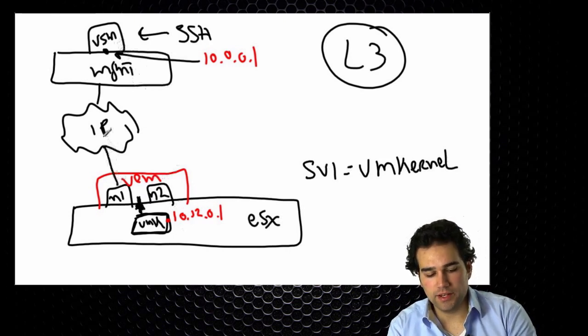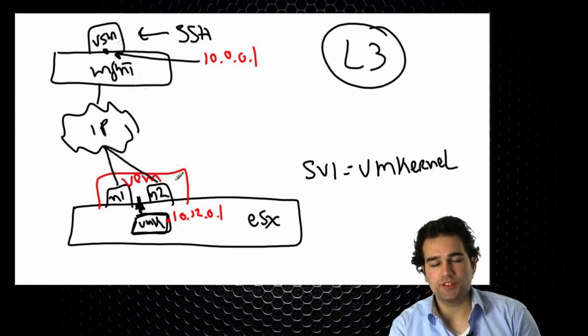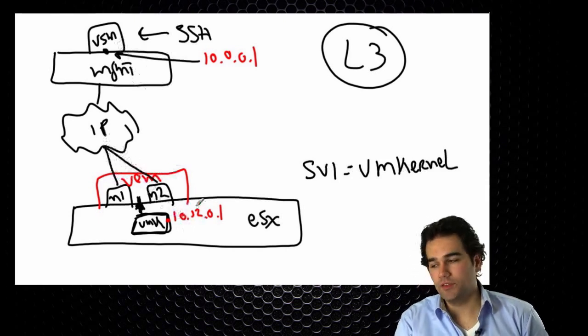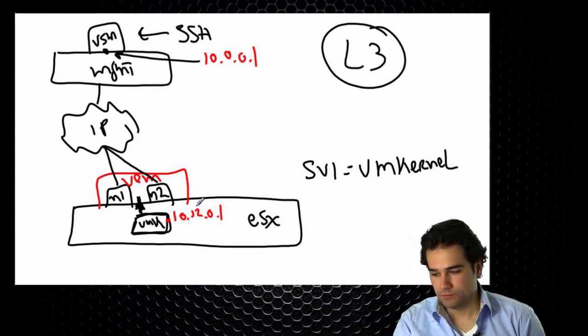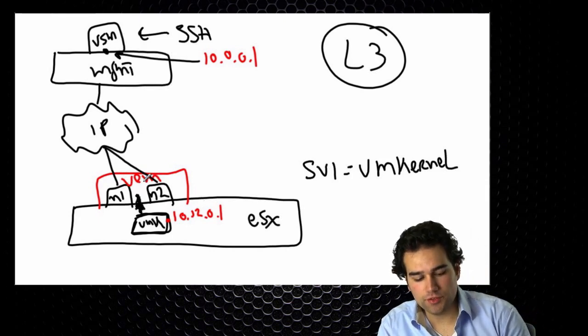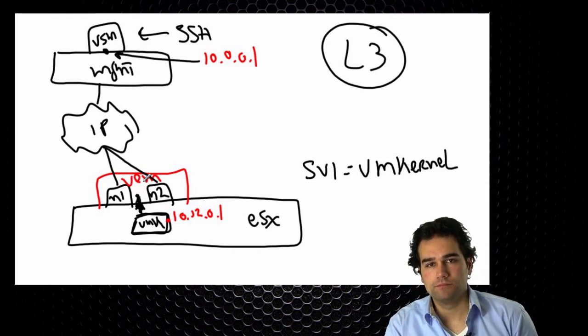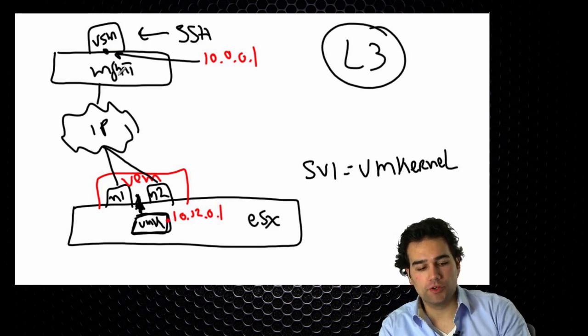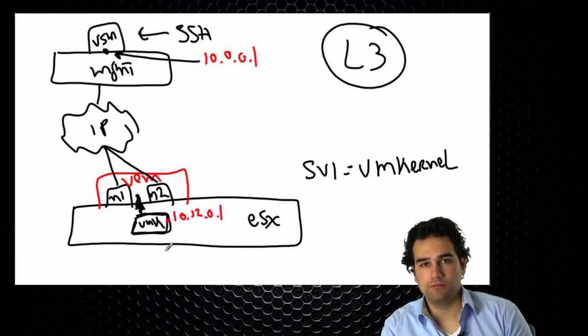And again, I connect my uplink ports here. I do not give them an IP address. I only have an IP address on that VM kernel port here. And that port is hosted here in the VM. So as long as I can ping from the VSM to the VM kernel port here, I will have connectivity.